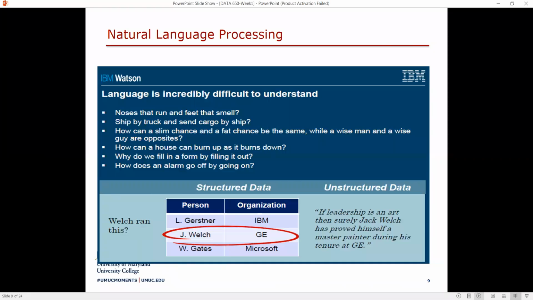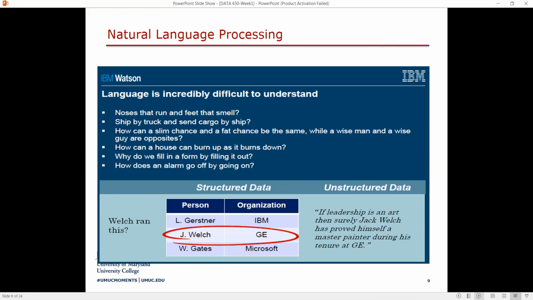Why so complex? I have some examples here with bulleted points, so you can reflect on the complexity of natural language processing. If you look at each of the bullets, for instance, how can a house burn up as it burns down, right? Just speaking this, it is difficult for us to understand and interpret this sentence at first. Think about how we can train the machine, the computer, to understand this natural language, so it can process this data and get insight from this data.